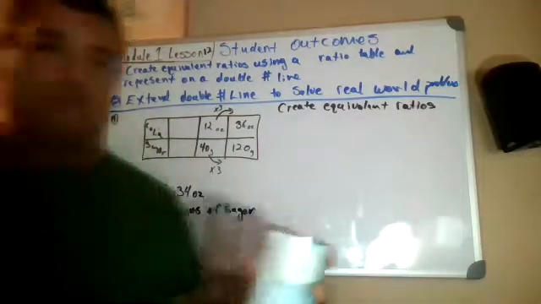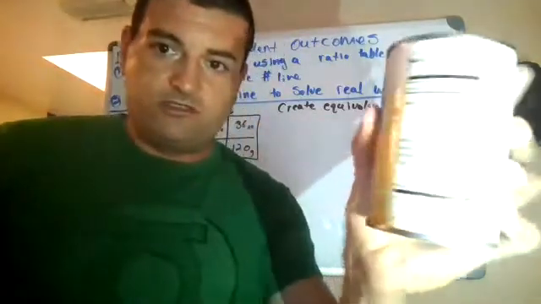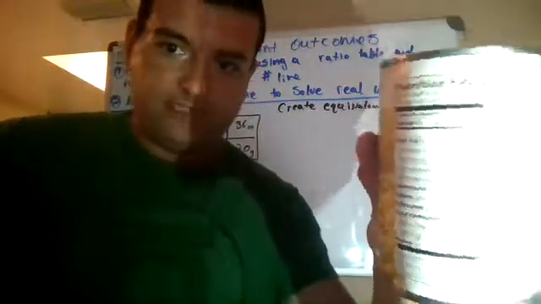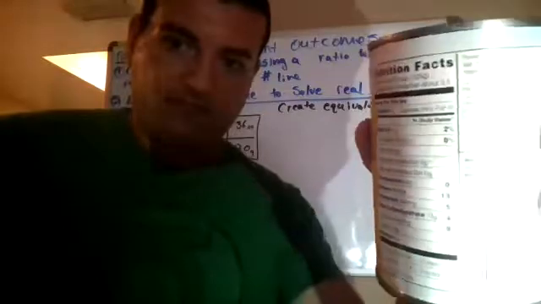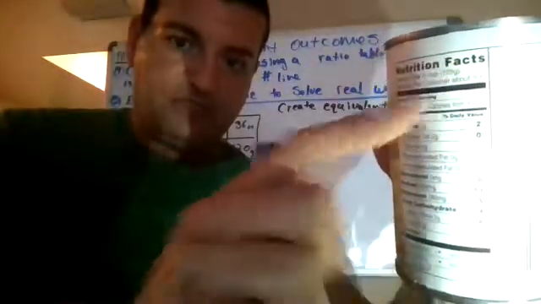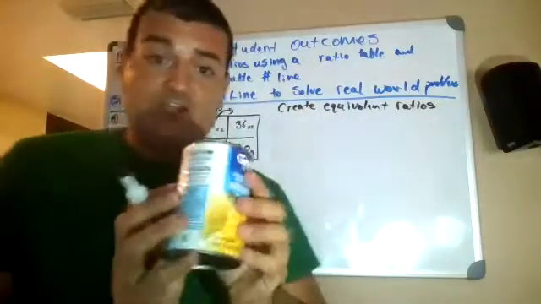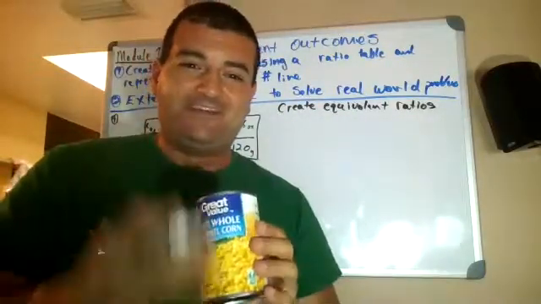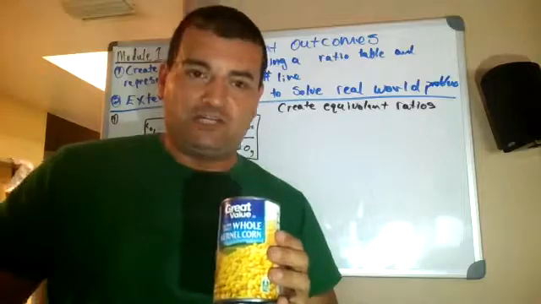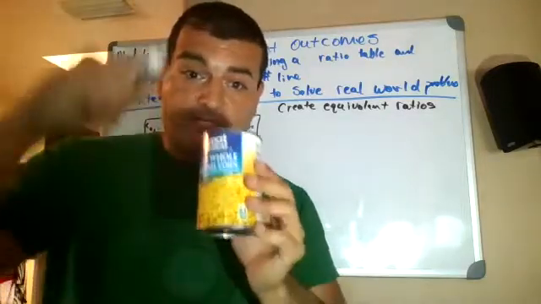Here's an example. Here's corn. I don't know if you could see it. Wait, I know there's lights on it. Servings per container, 3.5 servings per one container. So one container will serve 3.5 servings. But if you have 7 people, you're going to need 2 of these.